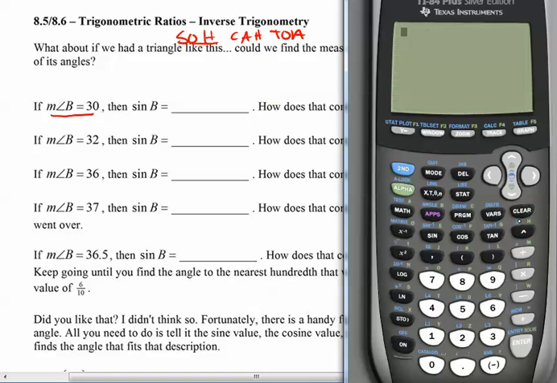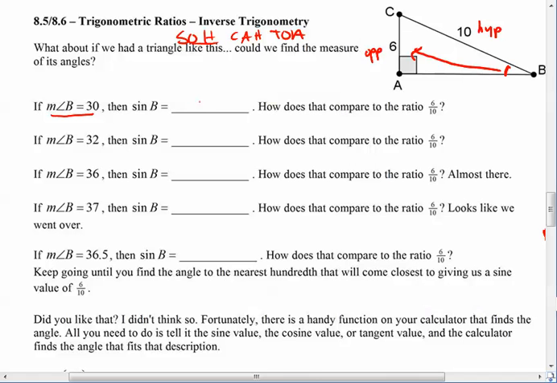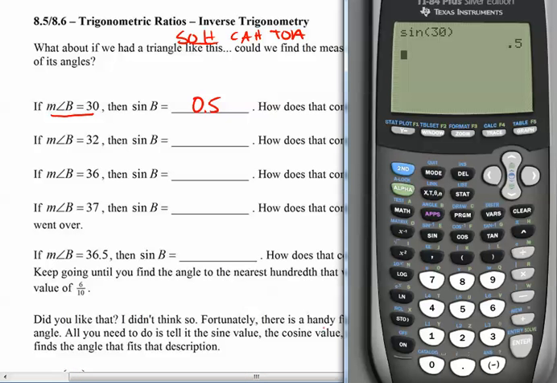Sine B, sine of 30, is 0.5. How does that compare to the ratio 6/10? Okay, well, 5/10, which I guess is sort of close, but you know, sine values can only be between 0 and 1, we'll learn, so it's not really that close. Okay, what about 32? What if we guess that angle B is 32? Let's try that and see if we get any closer.